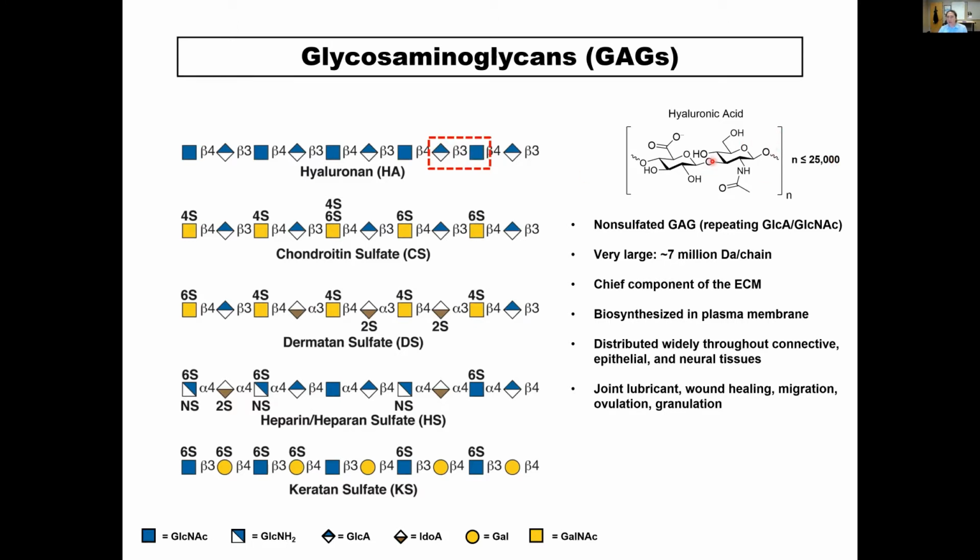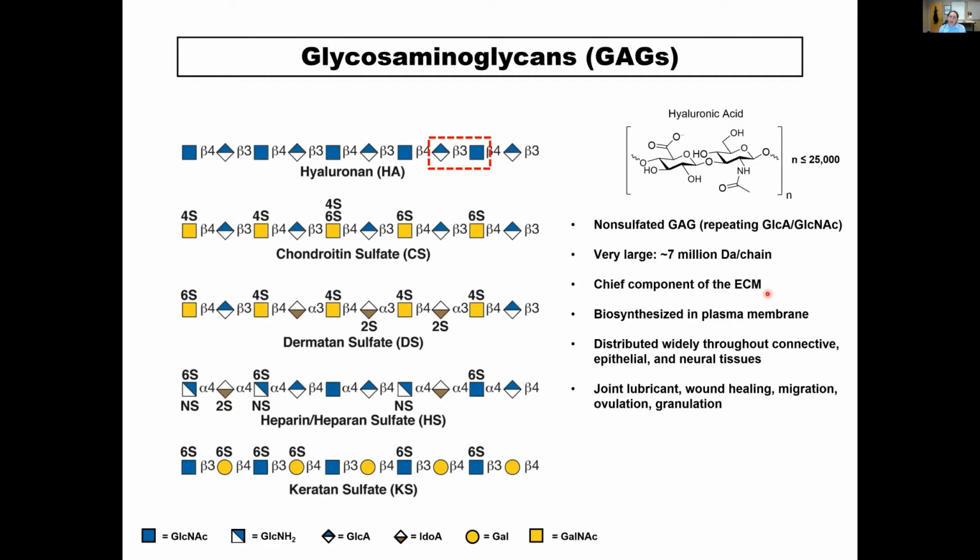Here, if you look at the actual chemical structure, this tells you a lot more about what's going on in terms of its structure. These hyaluronic acid polysaccharides are negatively charged because of this carboxylate group, but they are non-sulfated. Interestingly, these hyaluronic acid chains can be very, very large, up to 7 million Daltons per chain, and they are the chief component of the extracellular matrix. Again, they're biosynthesized at the plasma membrane. We'll talk more about that later in detail.